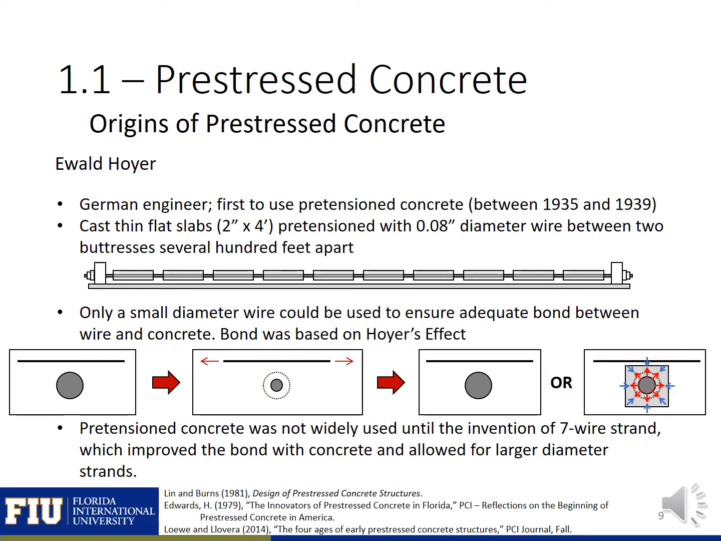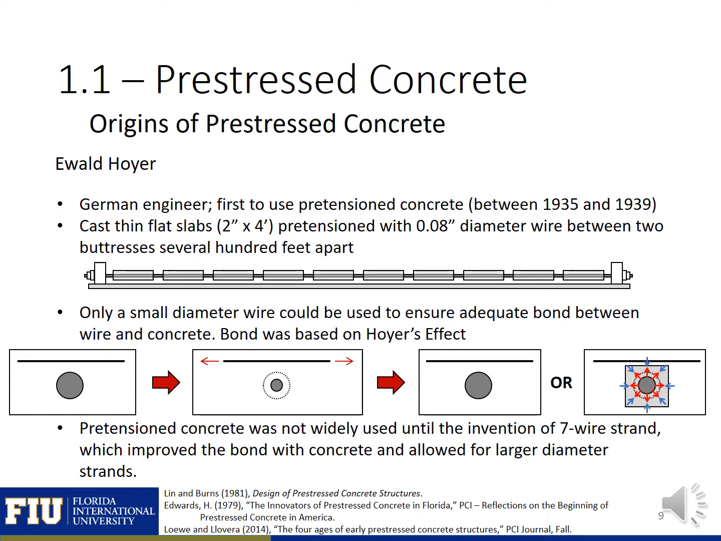Freyssinet and Magnel both worked primarily with post-tensioned concrete, where the concrete is cast first and allowed to harden, and then the strands are tensioned afterward, where the transfer between the strand and the concrete occurs at an end anchorage block.